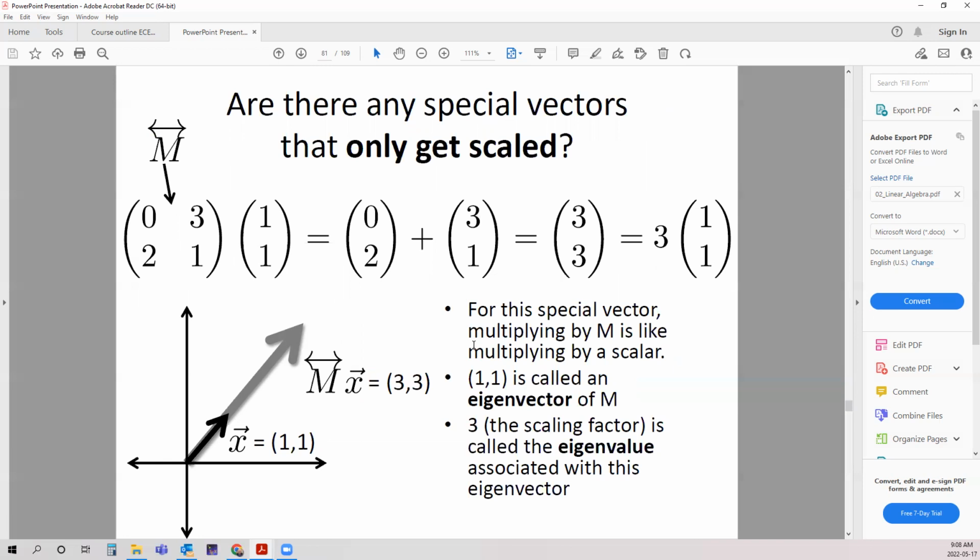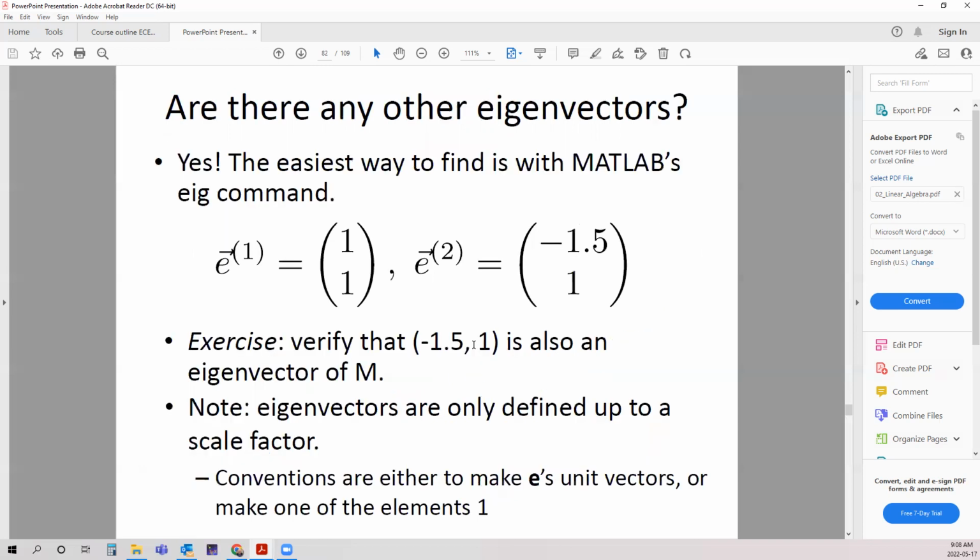[1, 1] is called an eigenvector of M. 3, the scaling factor, is called the eigenvalue associated with this eigenvector. So these are the names that we are talking about. Are there any other eigenvectors? Yes. The easiest way to find them is with the MATLAB eig command.